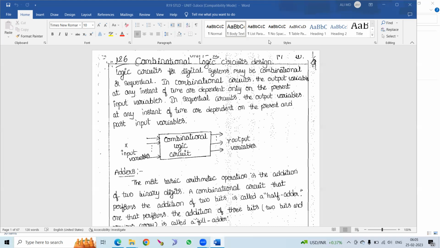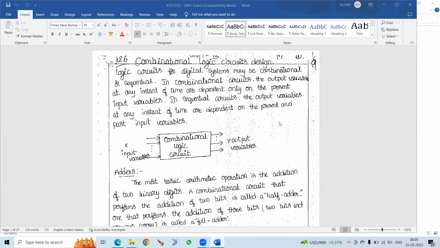The first one is the NOT gate. A NOT gate is an inversion, the reverse of the given input. Given the input 0, we get the output 1. If we give the input as 1, the output becomes 0. The second basic gate is the OR gate.